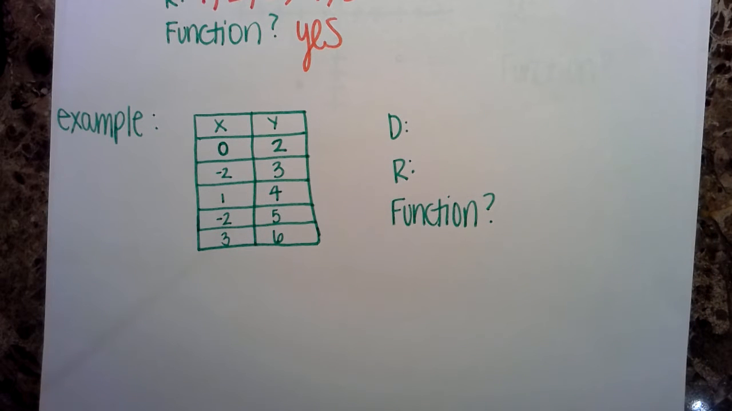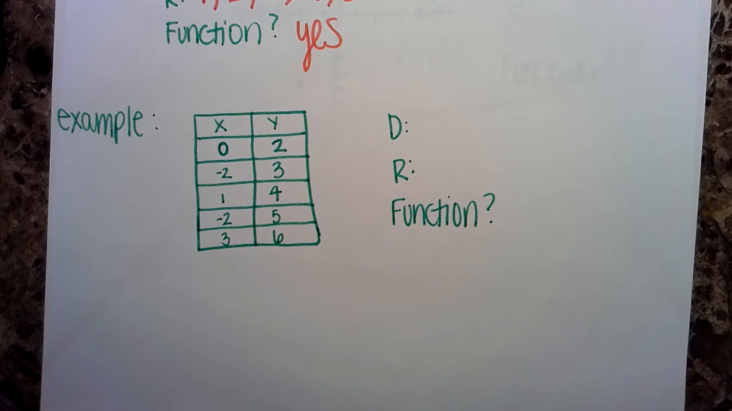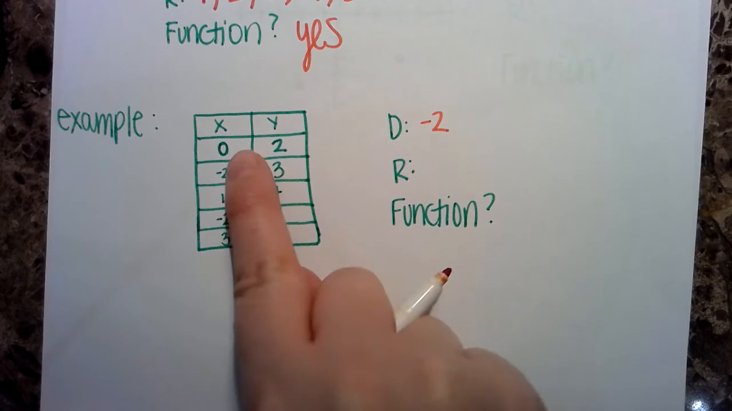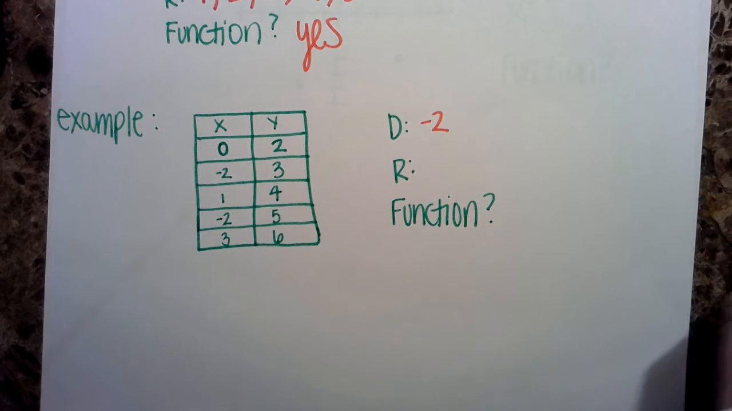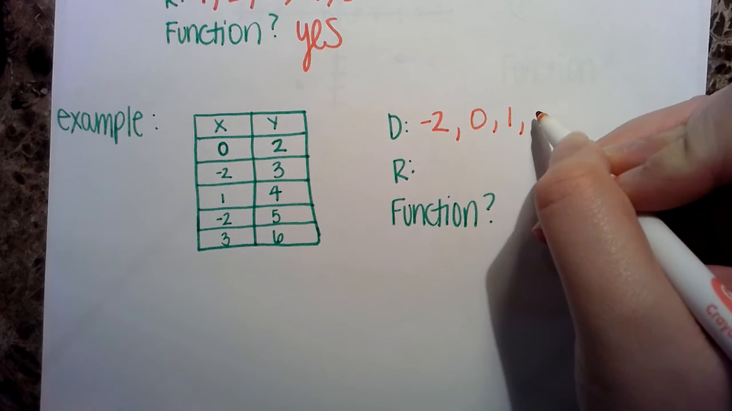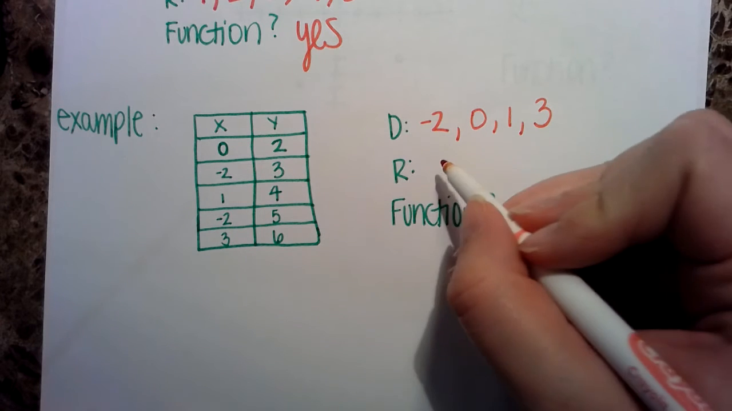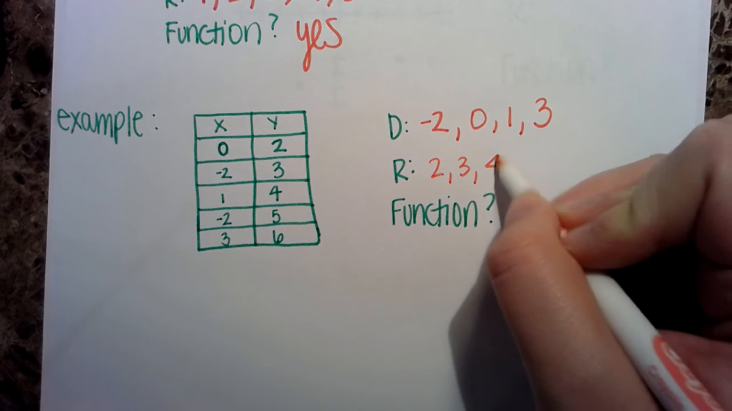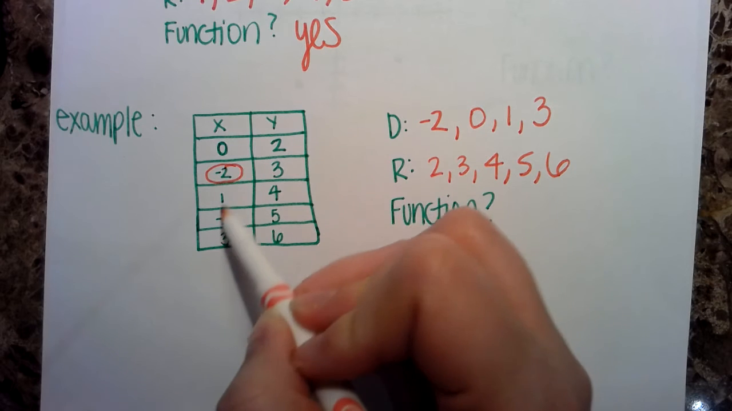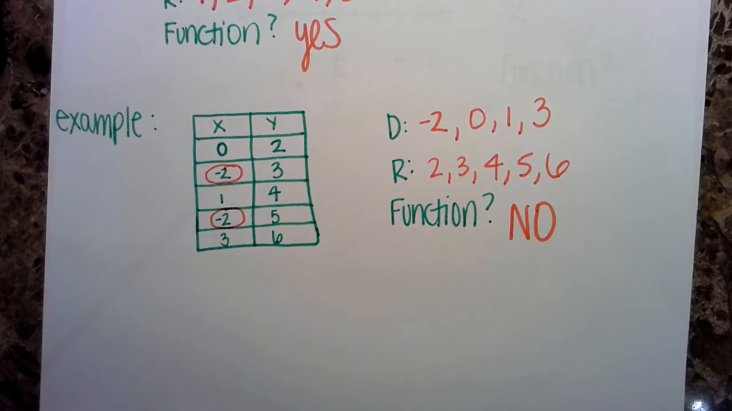Now this is an example. Another way that you would see a function is a table. So I'm going to do the same thing. I'm going to find all of my domain, and I have to put it in numerical order. So it's going to be negative 2. You can either choose to repeat negative 2 or just write it once. I'm just going to write it once. So it's going to be negative 2, 0, 1, and then 3. So that's my domain. My range is going to be 2, 3, 4, 5, 6. And then because you have the negative 2 and it repeats, this is not going to be a function.